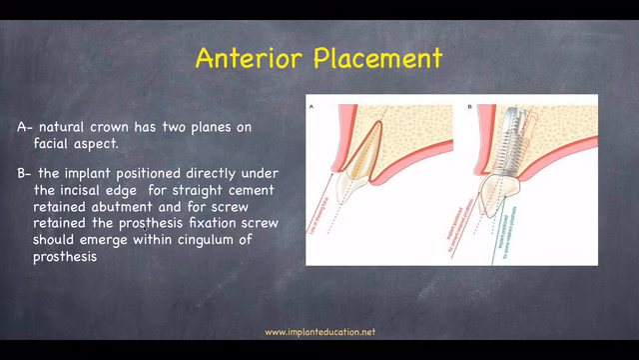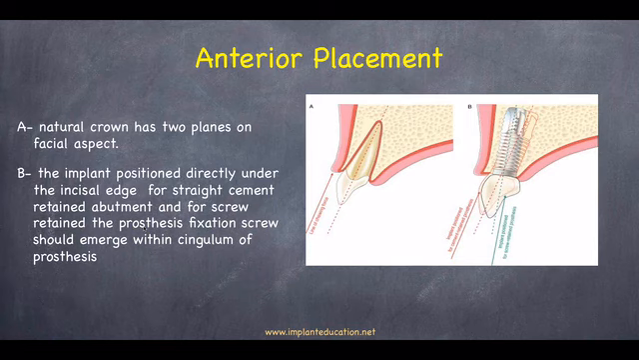Anterior placement: the center of the implant should be under the incisal edge of the future prosthesis if it is cement retained. For screw retained, the center of the implant would have to be under the cingulum of the future prosthesis. So you're placing an implant for number 8 or number 9 or number 10 or number 7, canine to canine, upper or lower. So now you start to drill.